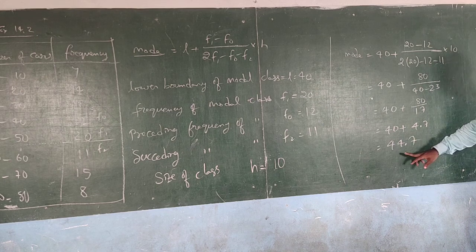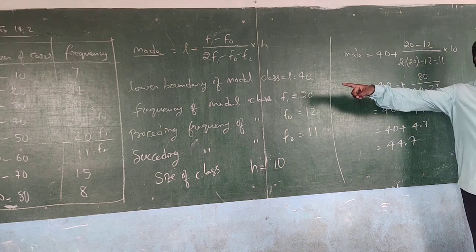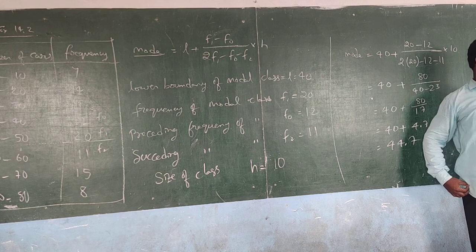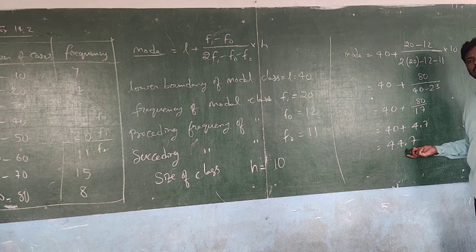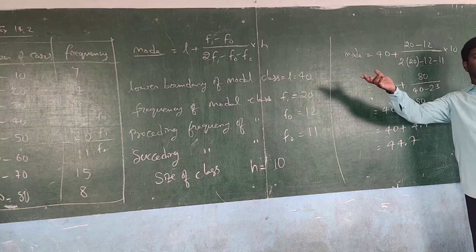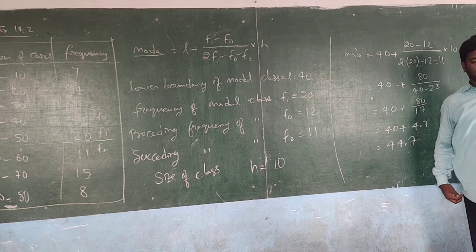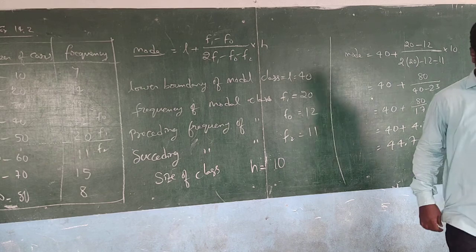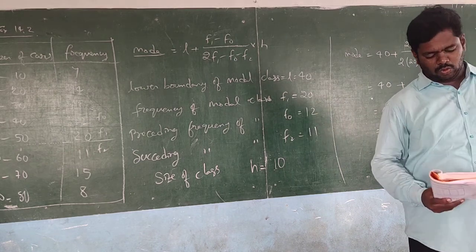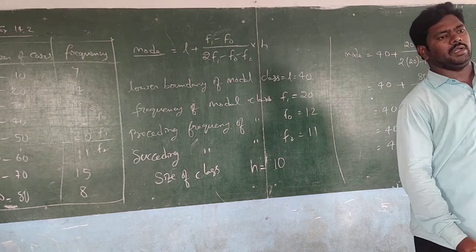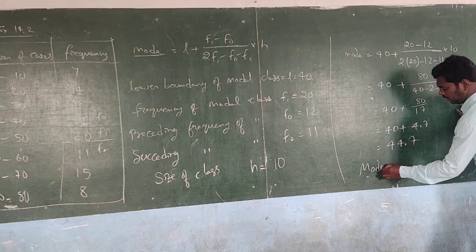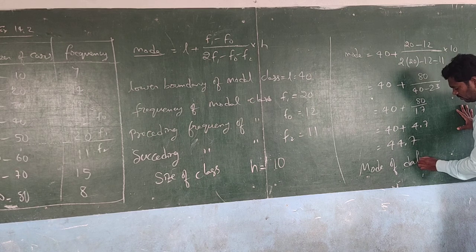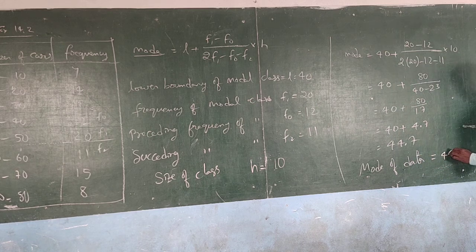That gives 44.7. And the value of the mode must lie within the modal class. What is the modal class here? 40 to 50. The value of the mode must lie between 40 and 50. Okay? No problem. And the last conclusion also: find the mode of the data, then the mode is 44.7.